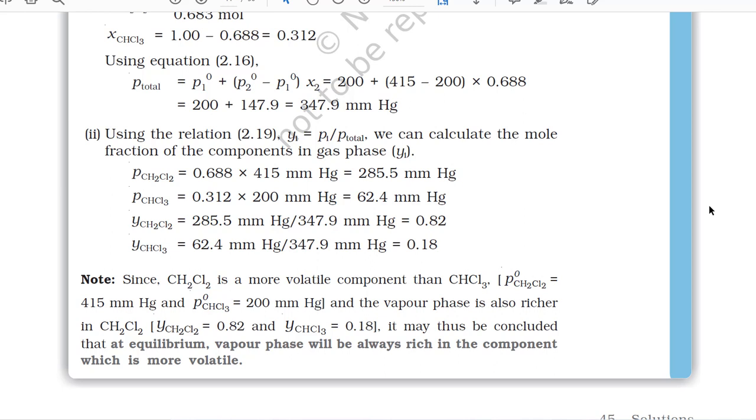Note, since CH2Cl2 is a more volatile component than CHCl3 (P0 CH2Cl2 = 415 mmHg and P0 CHCl3 = 200 mmHg), the vapor phase is also richer in CH2Cl2. Here Y(CH2Cl2) = 0.82 and Y(CHCl3) = 0.18. It may thus be concluded that at equilibrium, the vapor phase will always be rich in the component which is more volatile.